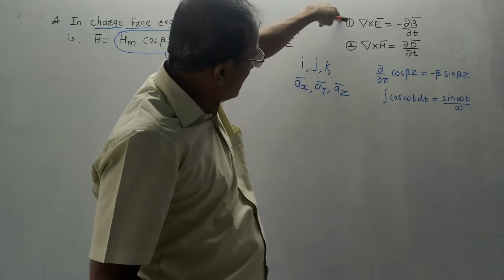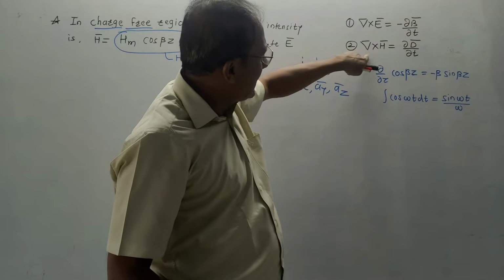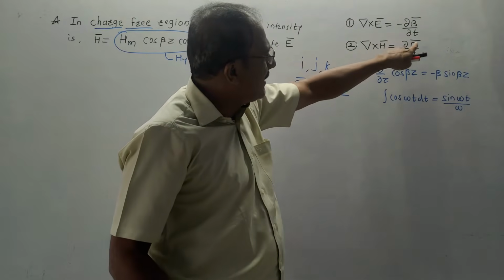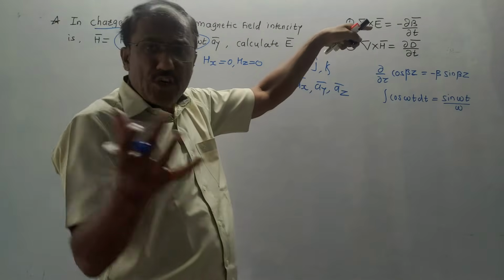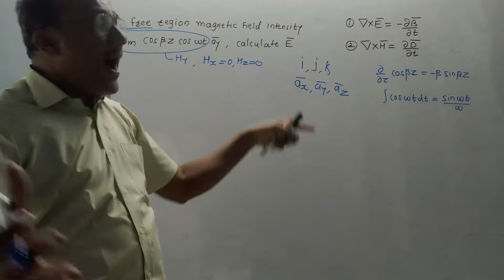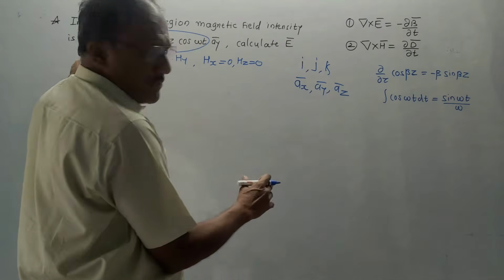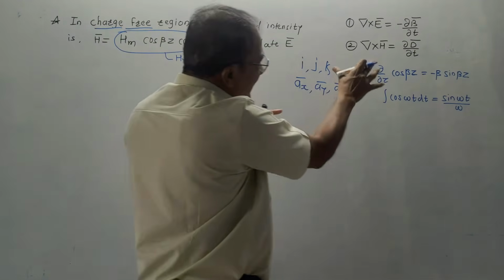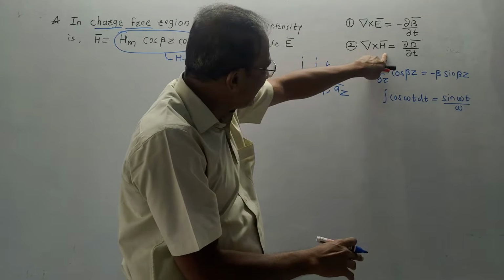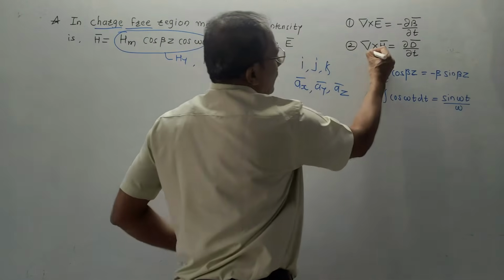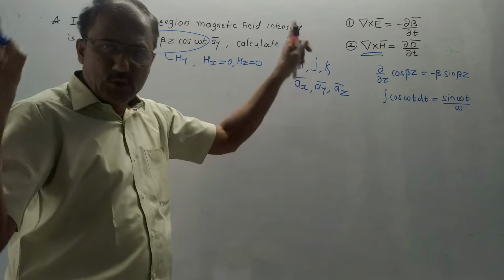So the first equation is del cross E bar is minus ∂B bar by ∂t. The second is del cross H bar is ∂D bar by ∂t. The question arises, out of these two, which equation do I need to use and why? Listen carefully. What is given? The equation of H bar is given. While deciding the formula, always think of the LHS. So look at the LHS related to H bar. I have this equation number 2. So I am going to use equation number 2.